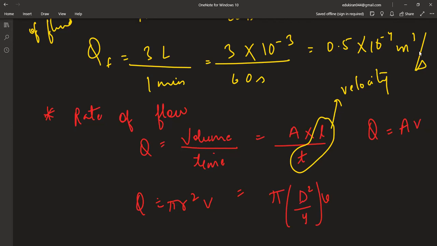So we write it as pi d square by 4. Understood? How have we written this? This is the area, and this is the velocity. Area in terms of the radius.